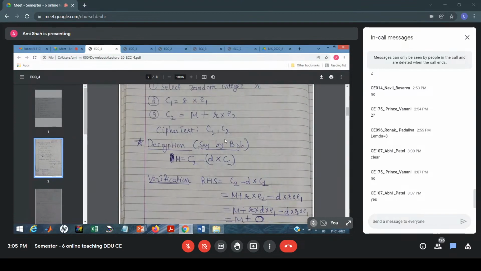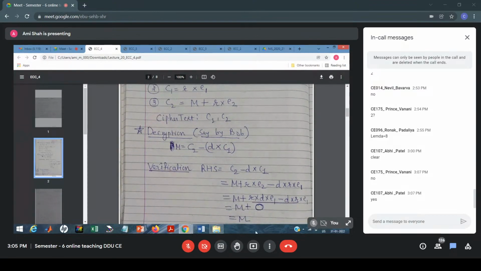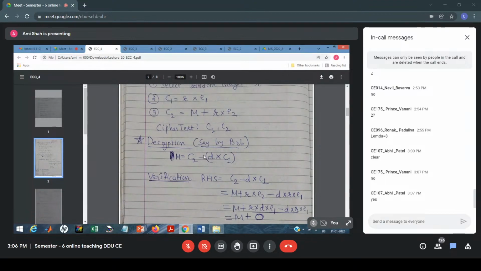Instead of C2, what can you write? M plus R into E2. So M plus R into E2 minus D multiplied with C1, where C1 is R cross E1. So now what am I getting here? M plus R into, what will be the value of E2?